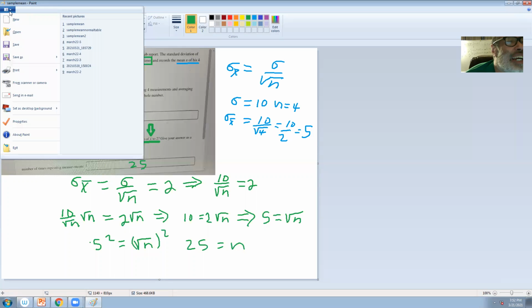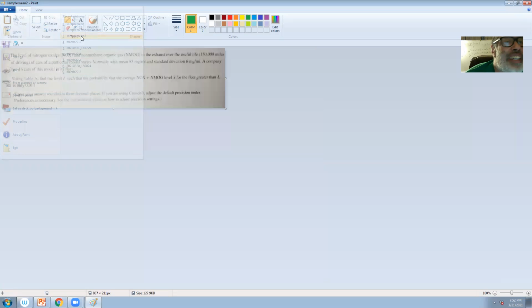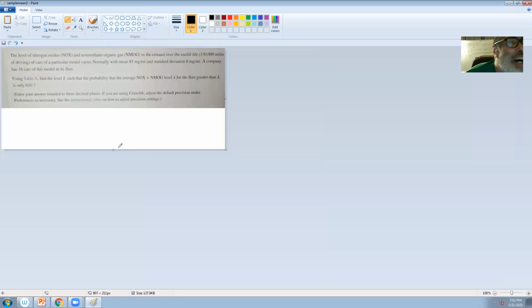Okay, now let's look at the second one. In this question, let's read it and see what's going on. The level of nitrogen oxides and methane gas in the exhaust of a car varies. Let's take a look here.